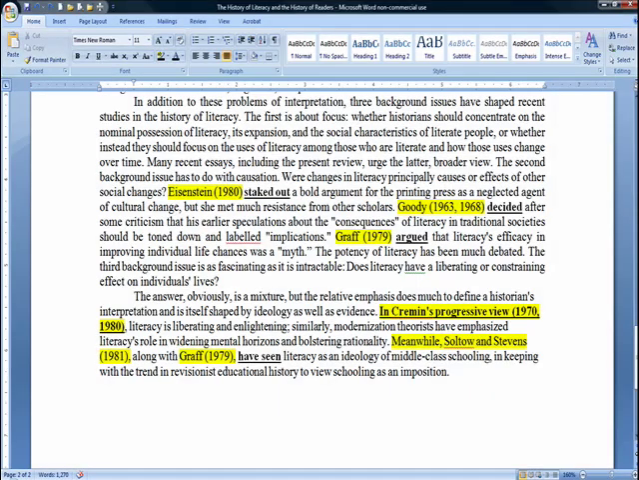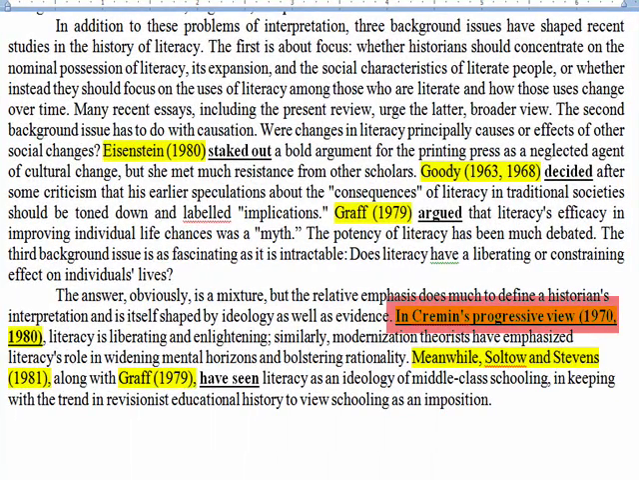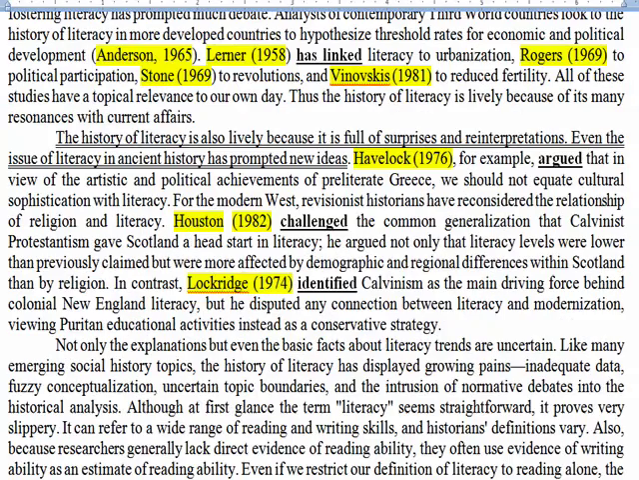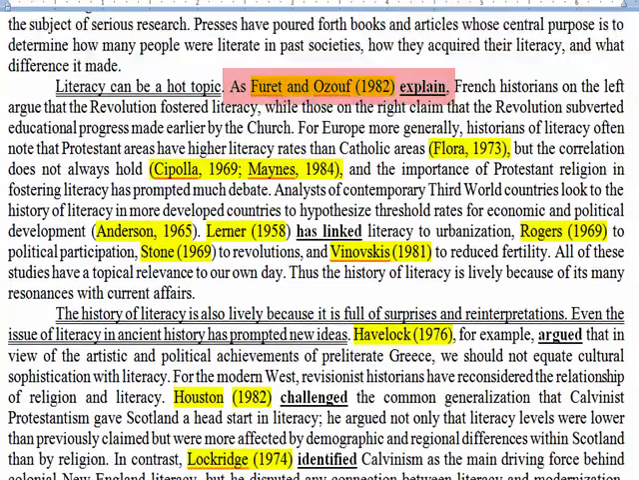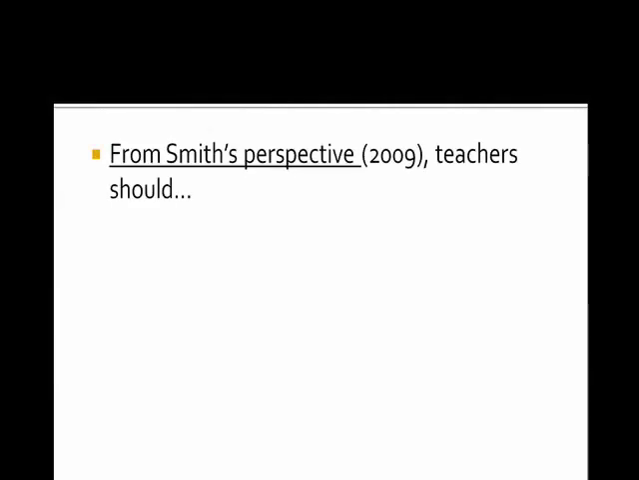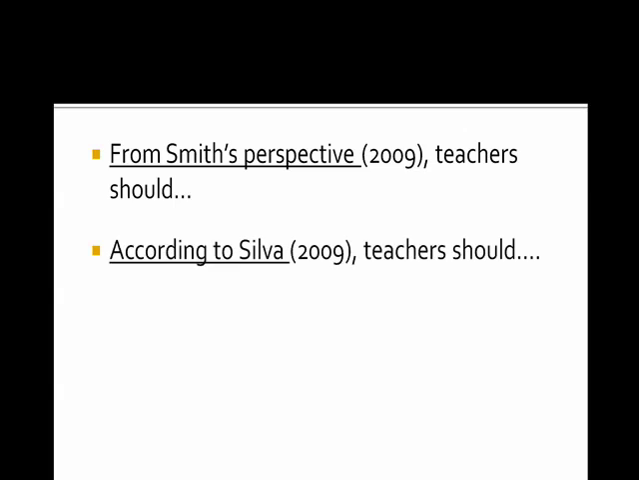You don't always have to start your sentences with Smith states that or Smith argues that. You can vary your writing by introducing the source in this way. In Crimmins' progressive view, or as was done earlier on, as Frey and Ozoff explain. Other variations include from Smith's perspective and according to Silva. This concludes our video on how to write in APA format.